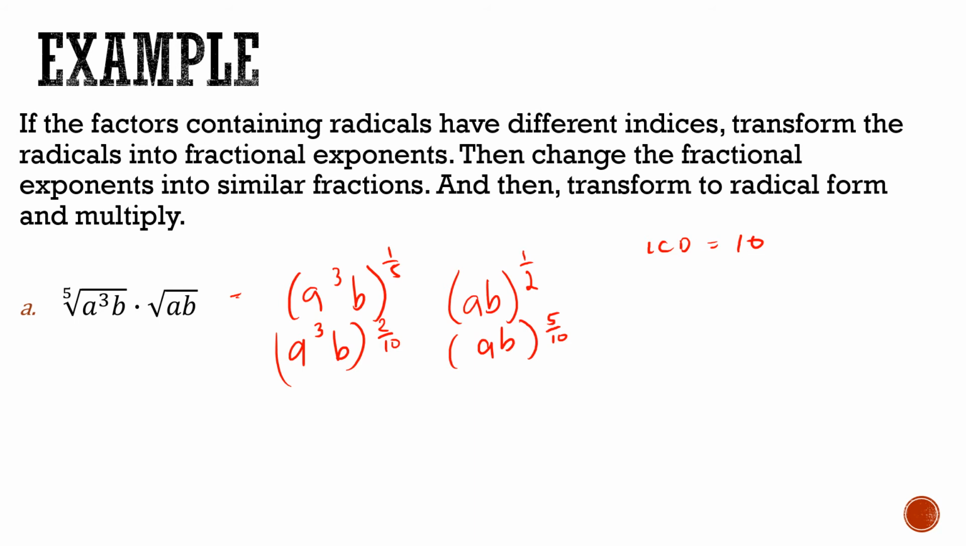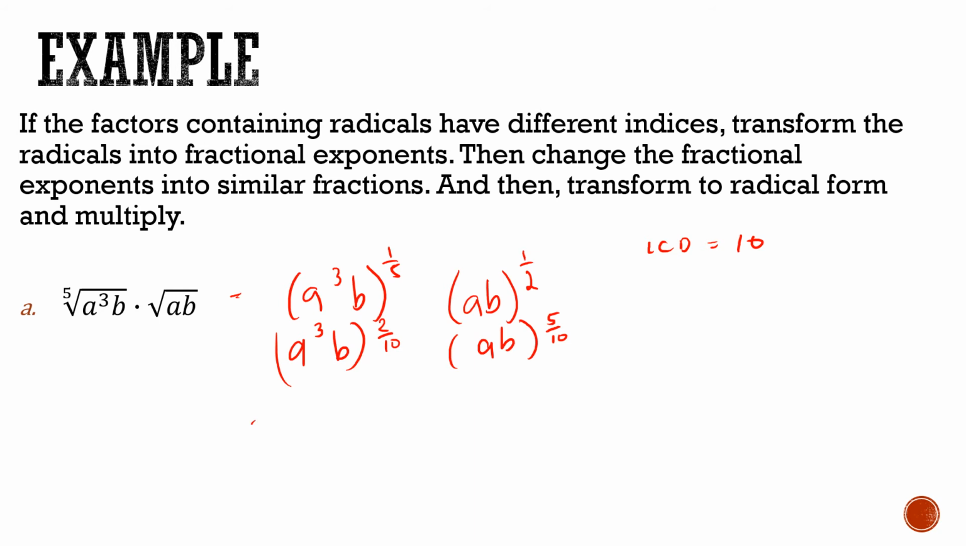So we will be dividing 10 by the denominator of the original fraction. So we got 10 divided by 5, which is 2. Then multiply it by the numerator. That's why we got 2 over 10. And then for the other, by the LCD, we got 10 divided by 2. We got 5. Then multiply it to the numerator, which is 1. That's why we got 5. So we got 5 over 10.